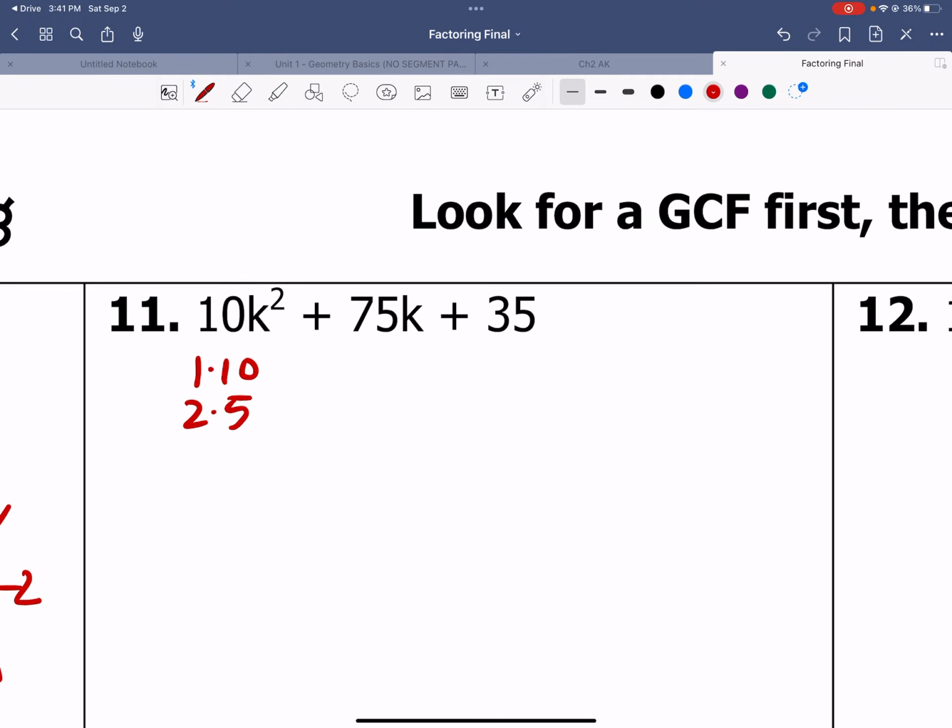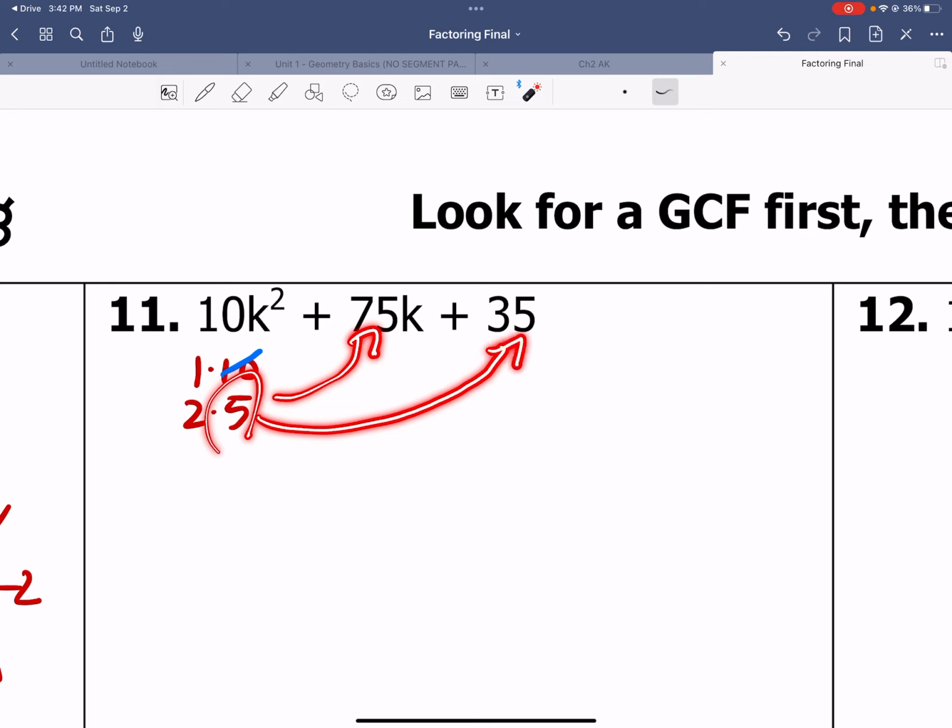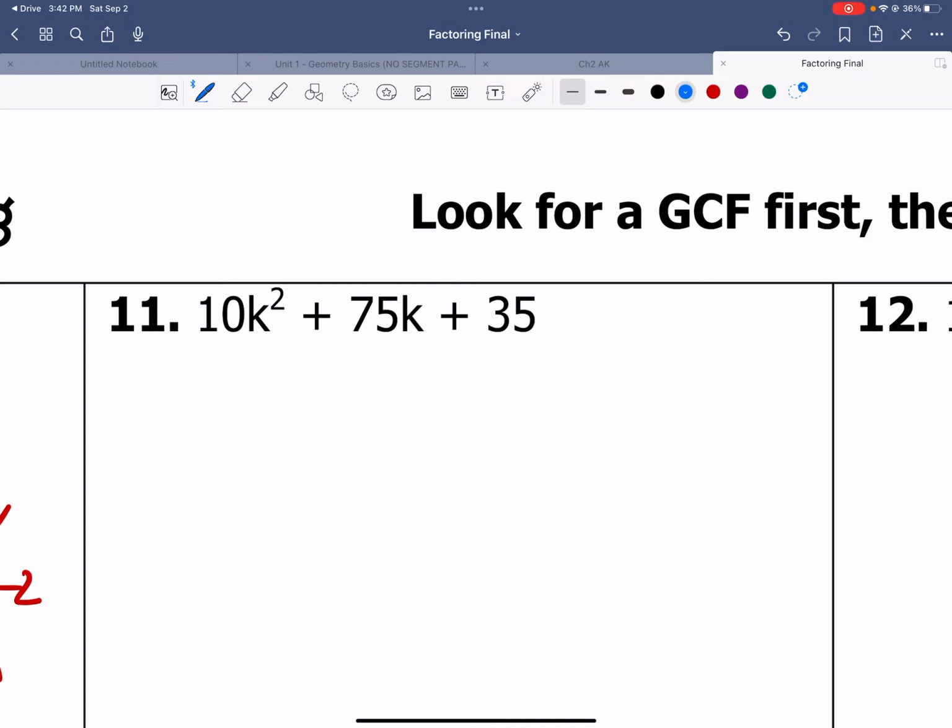So let's go in there. Does 10 go into 75? No. So 10, I crossed it out. Does 5 go into 75? Yes. Does 5 also go into 35? Yes. Then GCF is going to be 5. I don't even have to look for a smaller number than 5 because that's the greatest number. That's how I check. But this method only works if you have pretty good number sense. So keep that in mind. So you do the 5.